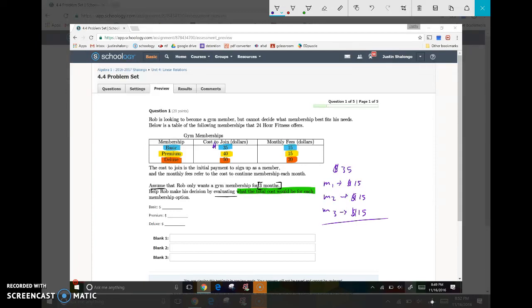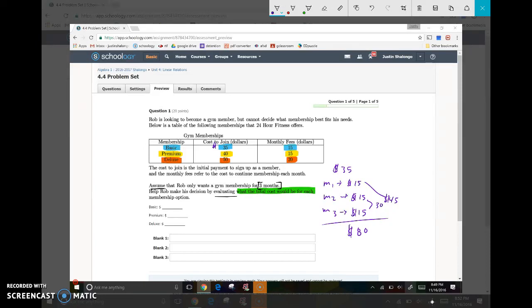How much money total have I had to spend to have the membership for these 3 months? Well, we know that 15 and 15 is 30, and 15 and 30 is 45. So we've had to pay $45 in monthly fees, plus the 35 just to sign up. So total we've had to pay $80. So it's going to cost us $80 for this basic membership.